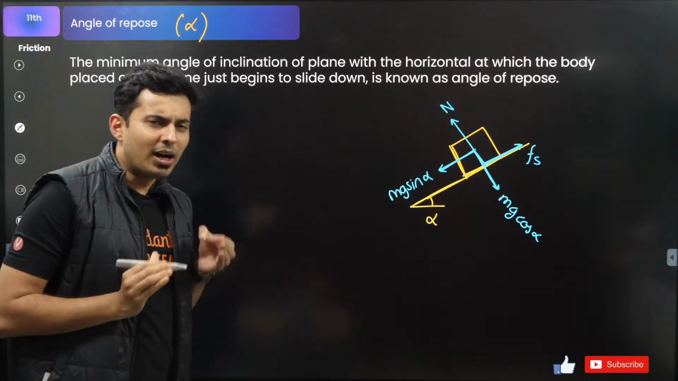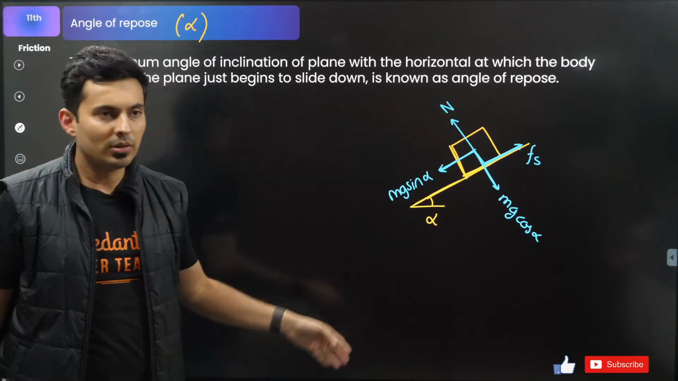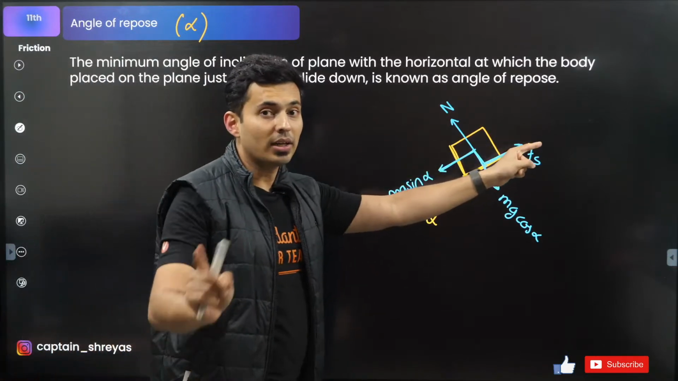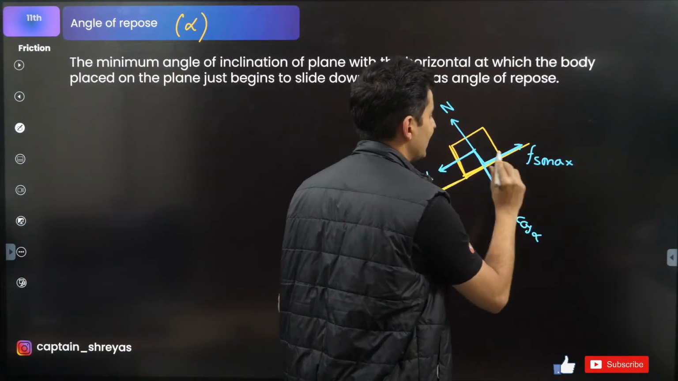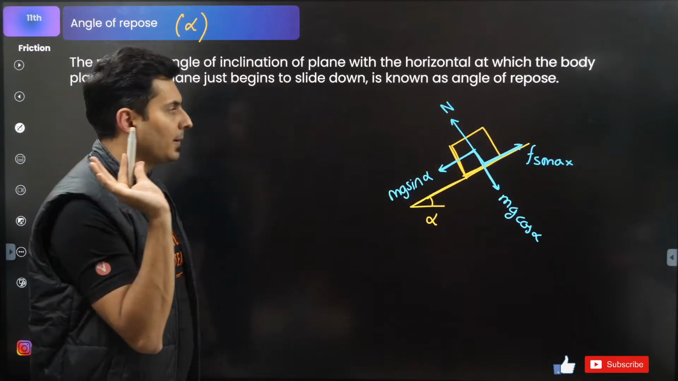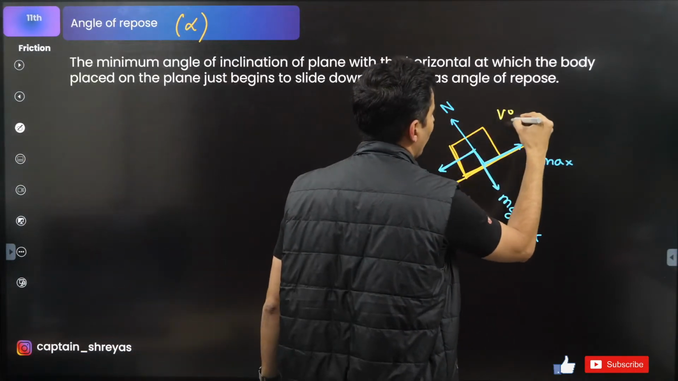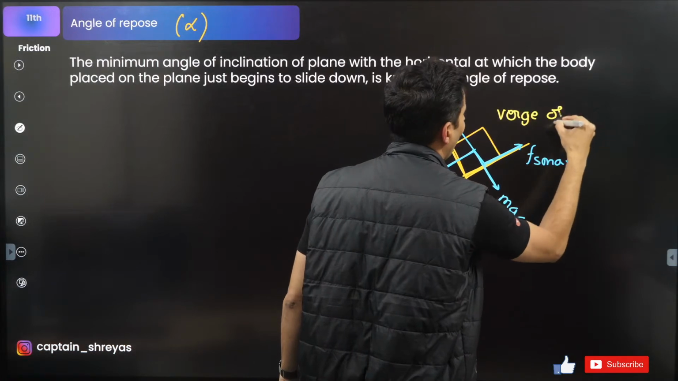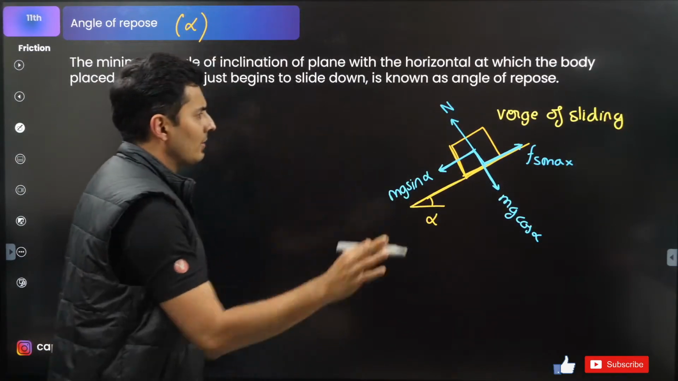But when it is on the verge of sliding, just increase the angle a little bit more, gone. It will start sliding. So this friction is not any ordinary friction. This is the maximum frictional force. It's on the limit. It's on the verge of sliding. This is basically the situation shown, on the verge of sliding. Any more angle, it will start sliding.